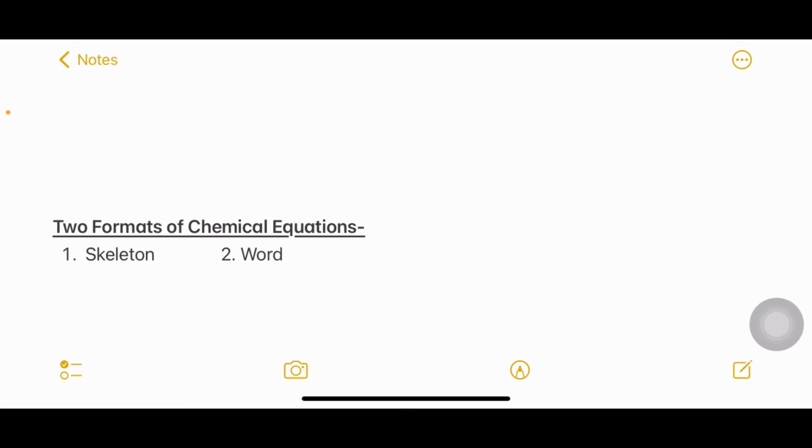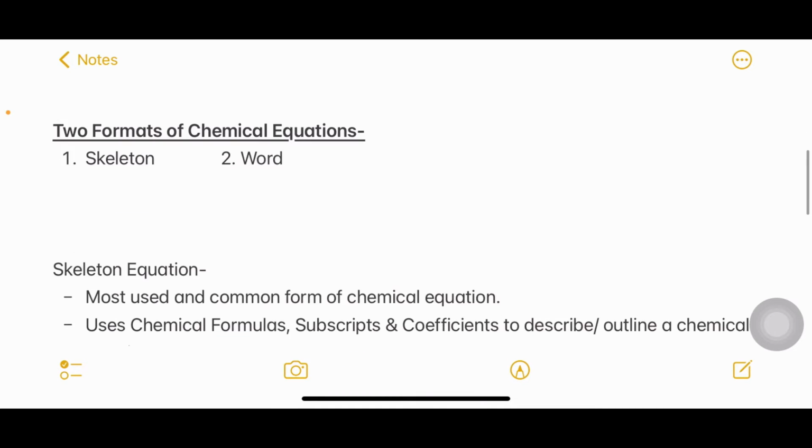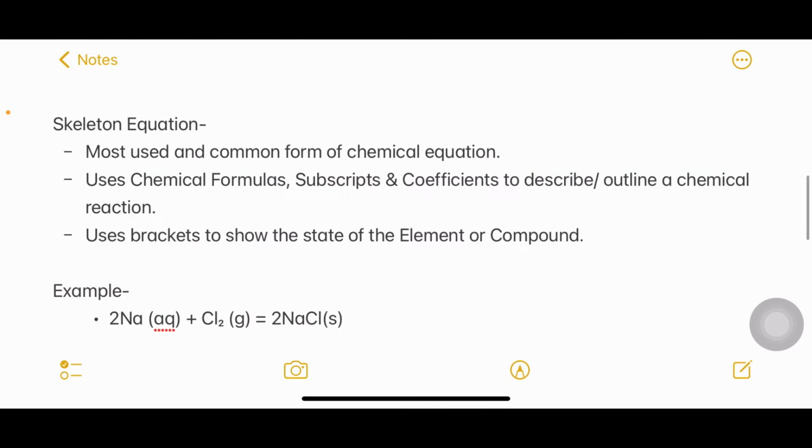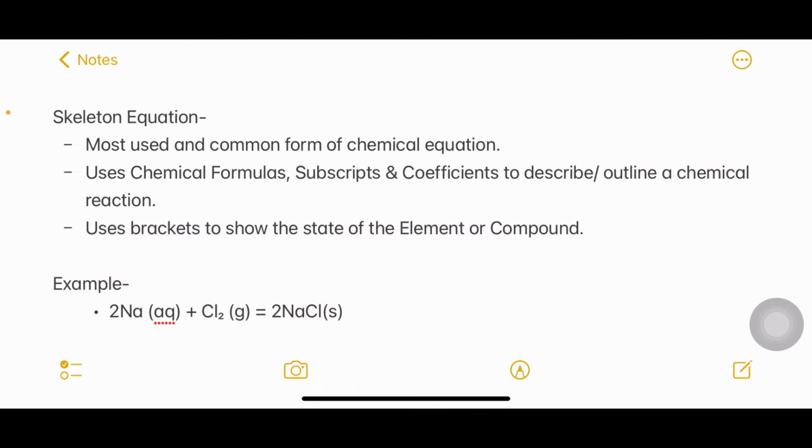So here we have our two formats that outline chemical equations. We have the skeleton and the word format. Number one, skeleton equations. They're the most used and the most common form of chemical equations. These are the ones that you use for balancing equations. Whenever you get any examples in school, these are the ones that you are going to be using the most. Essentially, it uses chemical formulas, subscripts, and coefficients to describe and outline a chemical reaction.